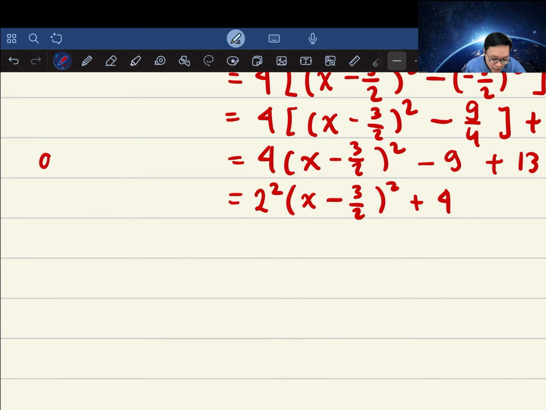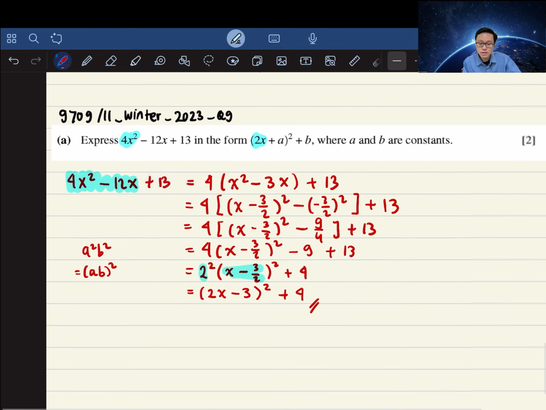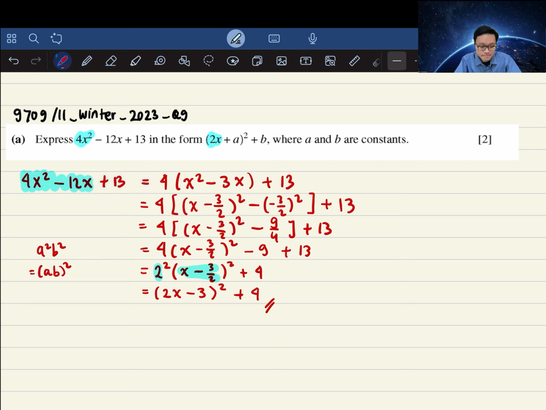So if you have a squared times b squared, it's basically equal to a times b, squared. So we combine the squares. So we have 2 squared times x minus 3 over 2. We multiply the 2 with this, so it becomes 2x minus 3 squared plus 4. So this is how we do completing the square for this case.